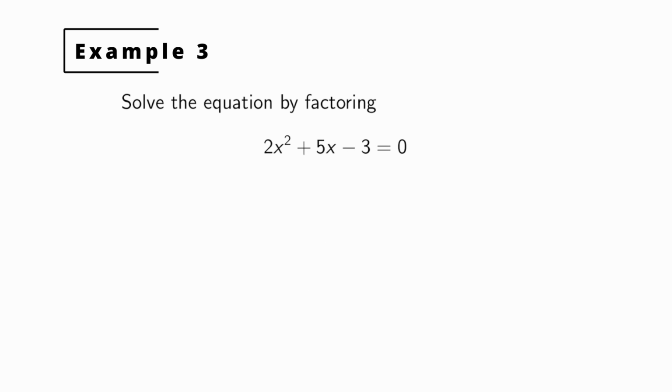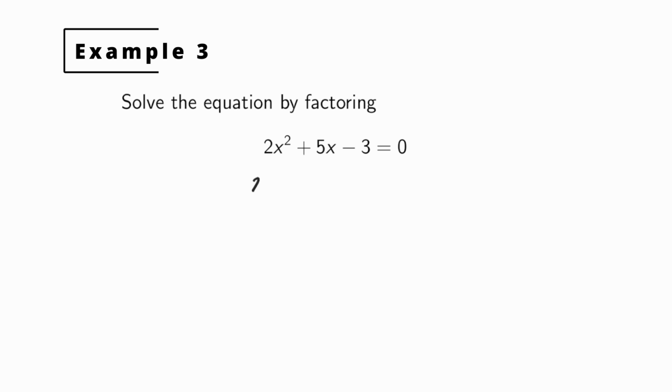Here's our final example. Now again, all of our terms are on the left-hand side of the equation. We have a 0 on the right-hand side, so we're ready to factor. We can factor this using the AC method, which means we take the coefficient of x squared, 2, and multiply it by the constant coefficient, which is -3. That gives us -6. So we're looking for two numbers that multiply together to give me -6 and add together to give me +5. That will be +6 and -1.